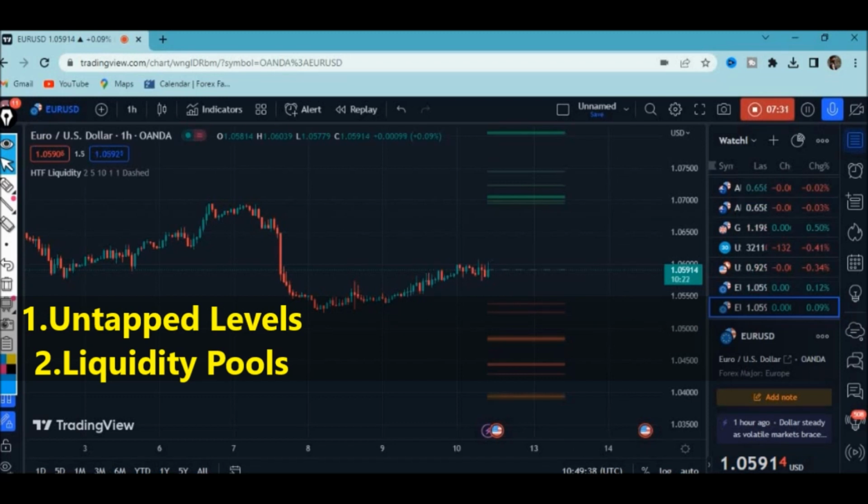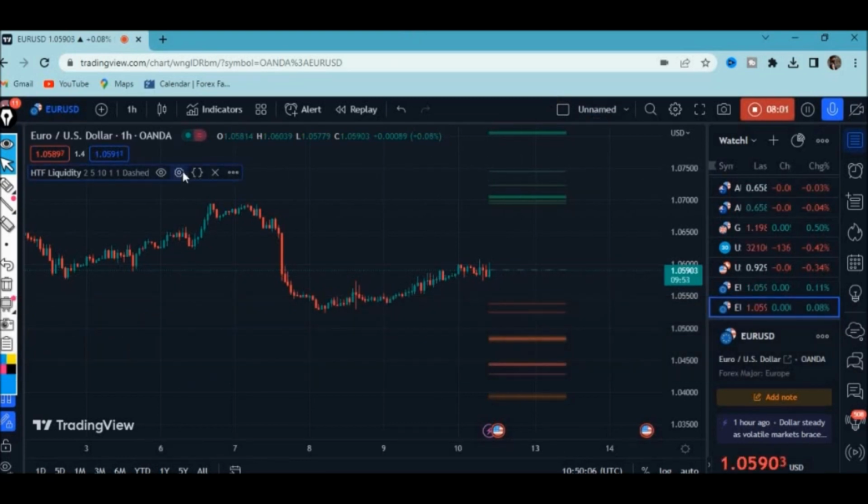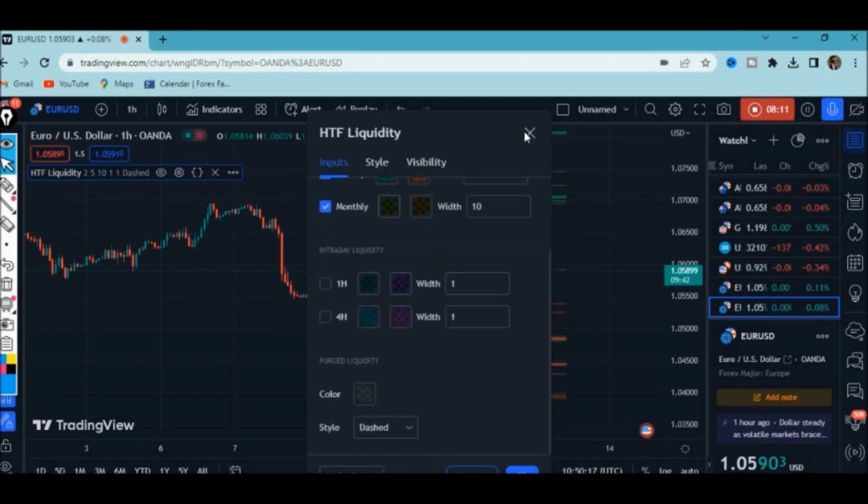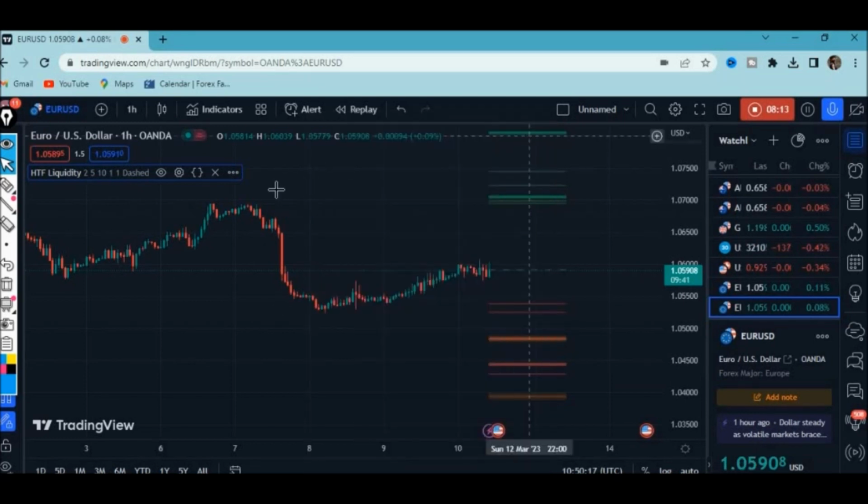I've talked more about this indicator in my video. You can check that video talking about the HDF indicator. So when you look at settings, there is a lot. Maybe you want to see the intraday liquidity, you can activate it. If you want to see the higher time frames liquidity, you can activate it. Click on OK, and you're just going to see everything you really need using these higher time frames liquidity levels.